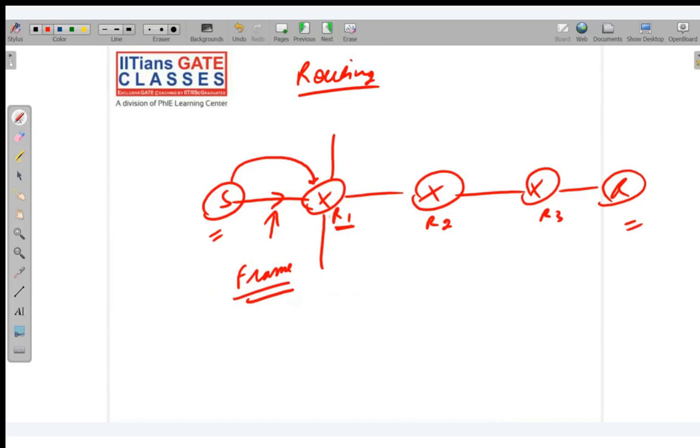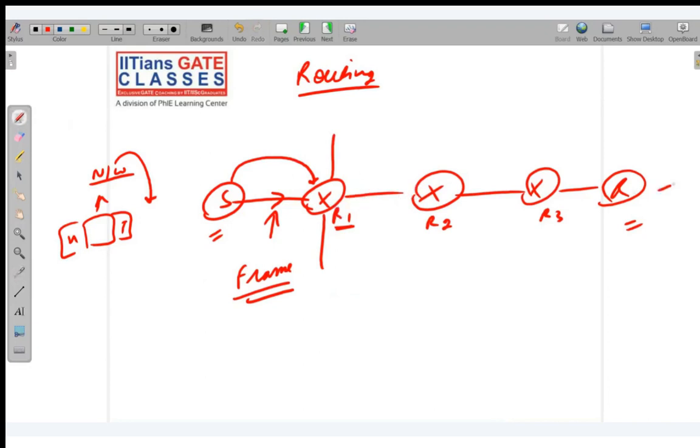Now what will router 1 be doing? I think you remember my previous class: it will first unpack and check, okay, it's my physical address, so let me receive the packet. Then the header and trailer will be removed and the datagram will be given to the network layer. At the network layer, it will check, okay, it's not my IP address, so let me pack the packet and send it again. Now the question arises: router 1 has these 4 ports. Where will it forward, and how will it come to know that it has to forward here only?